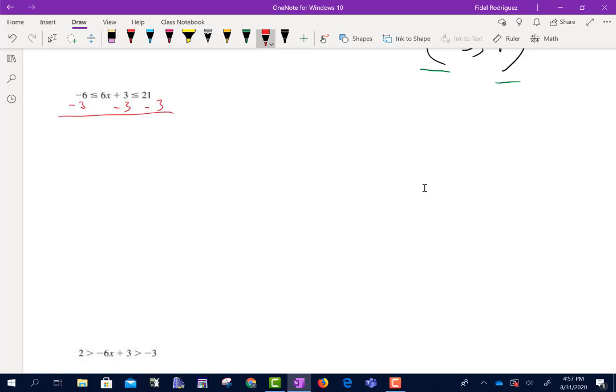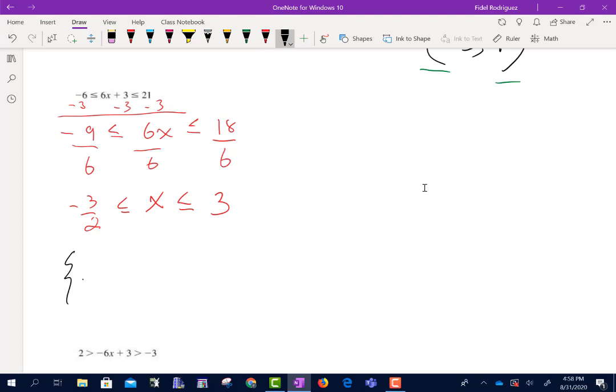So let's take a look at this next one here. I'm going to go about it exactly the same way. I want to get the x by itself in the middle. So I'm going to go minus 3, but I got to do it on all sides. So negative 9 is less than or equal to 6x. Less than or equal to 21 minus 3 is 18. Now I'm going to divide everything by a positive 6. Okay, so it's positive. I'm going to reduce that. Remember, because I'm dividing by a positive, my inequality signs are not going to change.